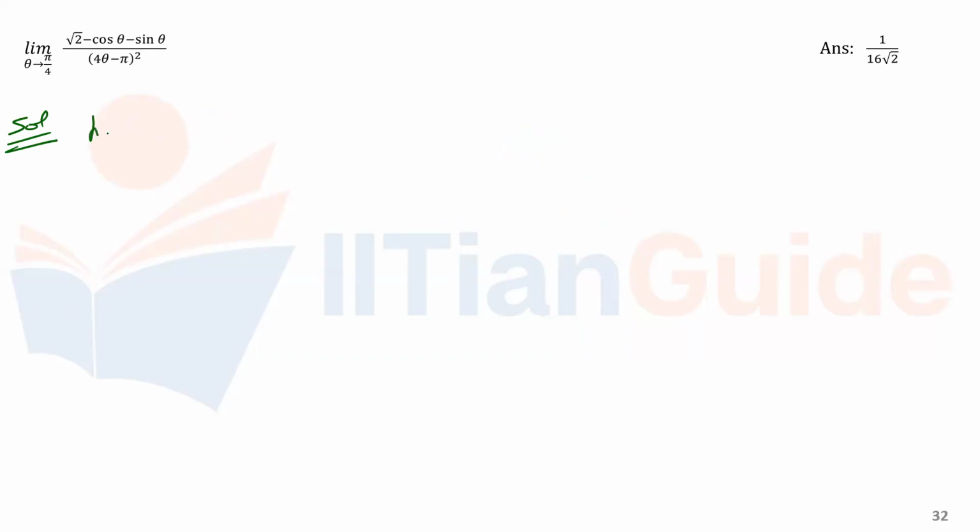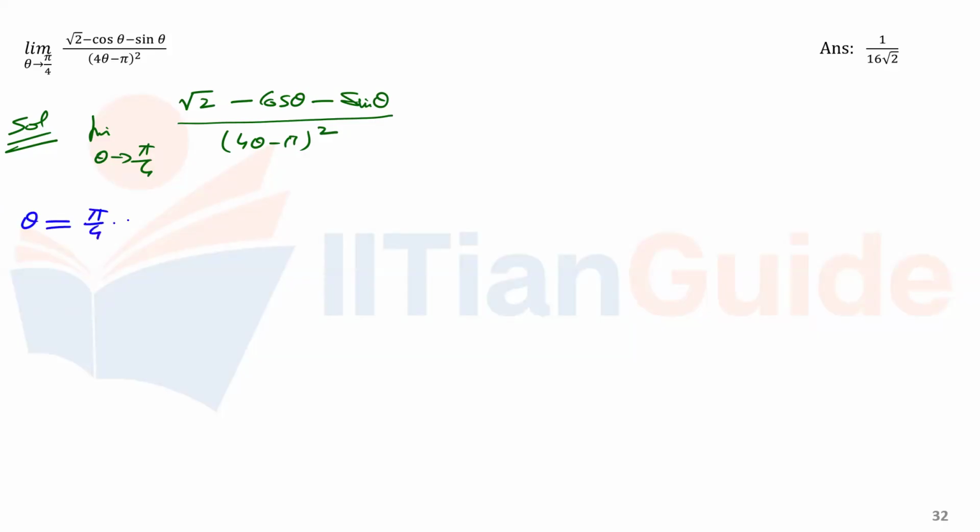Limits theta tending to pi by 4, we have root 2 minus of cos theta plus sin theta divided by this, right? One thing I am doing, I'm telling you to do it. There is some reason for that. This kind of thing is there in JEE, a lot of them, okay? Divided by 4 theta minus pi whole squared, okay. We cannot apply any formula directly right now, as I told. Replace theta to be pi by 4 plus h. You replace theta, write it to be pi by 4 plus h.